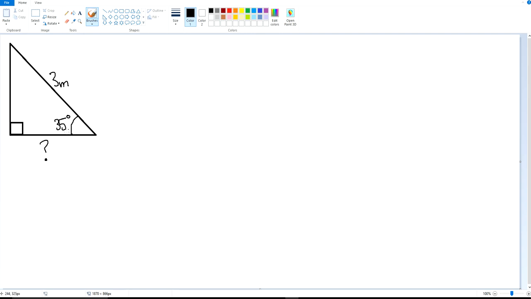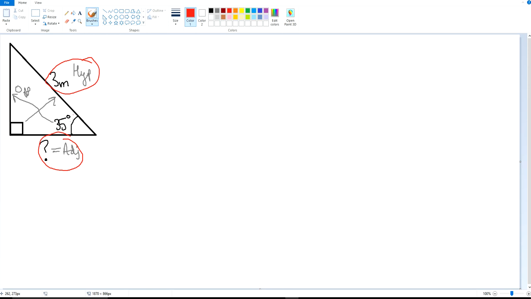Now, in order for us to work out how far this ladder is from the base of the building, we need to first label our diagram. So let's start from the angle. Opposite the angle is called the opposite, as we said earlier in the video. Opposite the right angle is called the hypotenuse, which is the longest side. And the leftover side, the last side that we label, is called the adjacent. So in our question today, we are asked about the adjacent, but we know the hypotenuse.